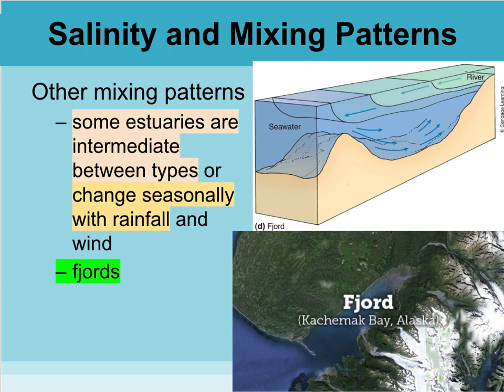There are a few other mixing patterns. One of those would be in a fjord. This is a fjord in Alaska, and remember, this is an area that's been carved by glaciers, and these can change seasonally with different rainfall. But interesting in a fjord, because this is such cold glacier melt river water coming off of here, the river water, which is fresh water, really tends to stay on top of the denser salt water down below. And so you will actually have a river of fresh water for a long way sitting on top of an ocean of salt water down below.